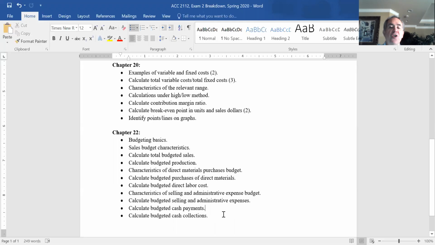Then the next two are about cash. To calculate budget cash payments, in other words, what we're going to pay to others, and then calculate budget cash collections, what we expect to collect from customers. So we had examples of those two in class. And for these questions on the exam, these are actually easier than those examples. So if you get through those examples, you're more than prepared for these two questions on the exam. Of course, on the exam, you can go back and take a look at things since it is open book, open notes, but you just want to be prepared so that you don't have to spend much time doing that.